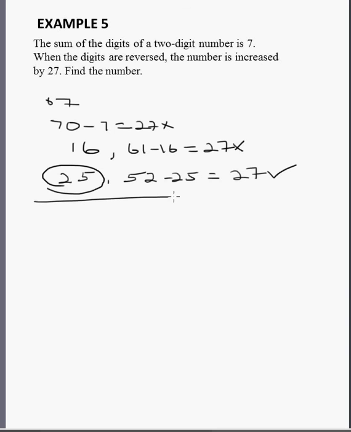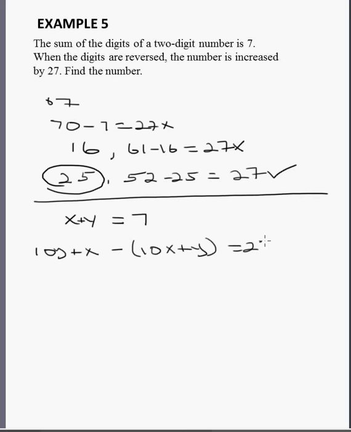Now, how about if you want to do the algebraic one? We can do the same approach. So we are saying that the original number is x and then y, and when you add the two together, x plus y is going to be 7. When you reverse the number, then the new number will be equal to 10 times y plus x, when you subtract the original number, which will be 10x plus y, that should be equal to 27. That is how you should form this equation, right?